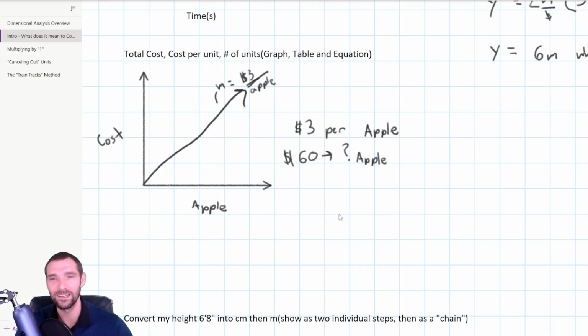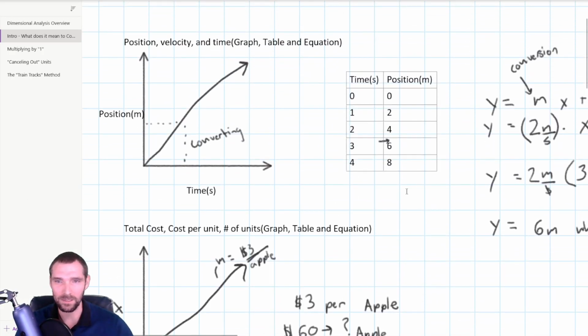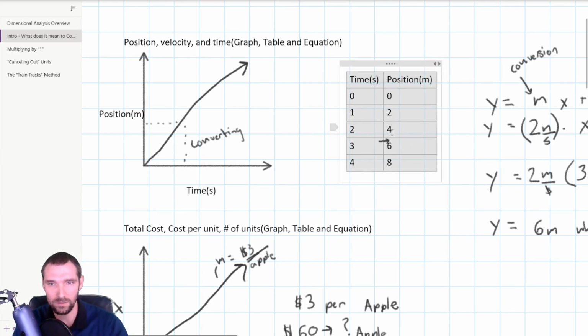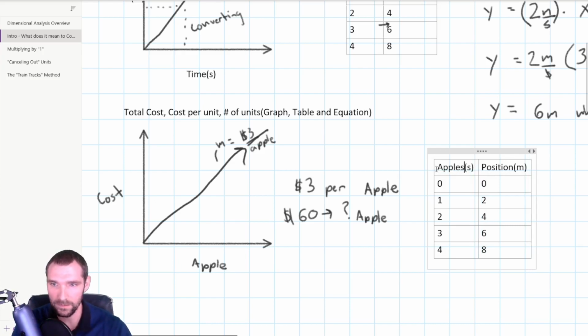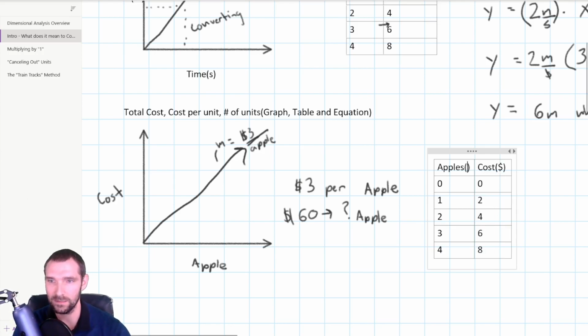We're converting. And if we look at this, I might need a second to make my own new table. But essentially, we have a similar looking table here. But instead of time and position, we're going to have apples and cost. And this would be dollars. And this doesn't really have a unit because we know what an apple is. And it should go up $3 each time we get a new apple.